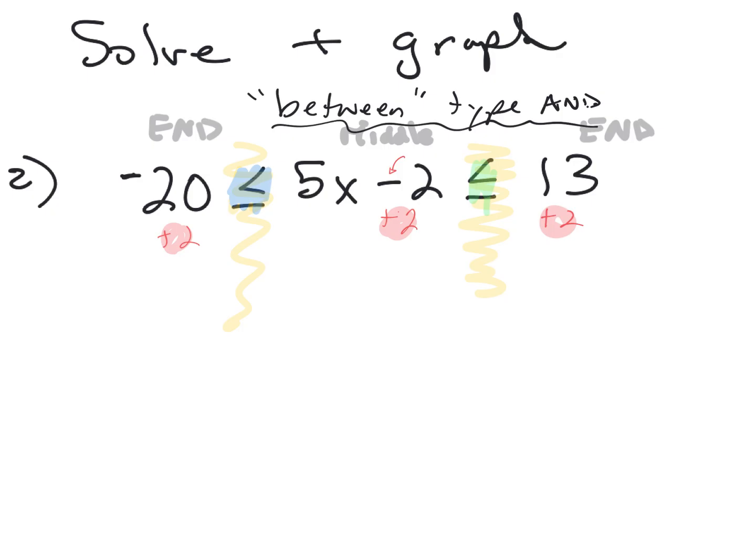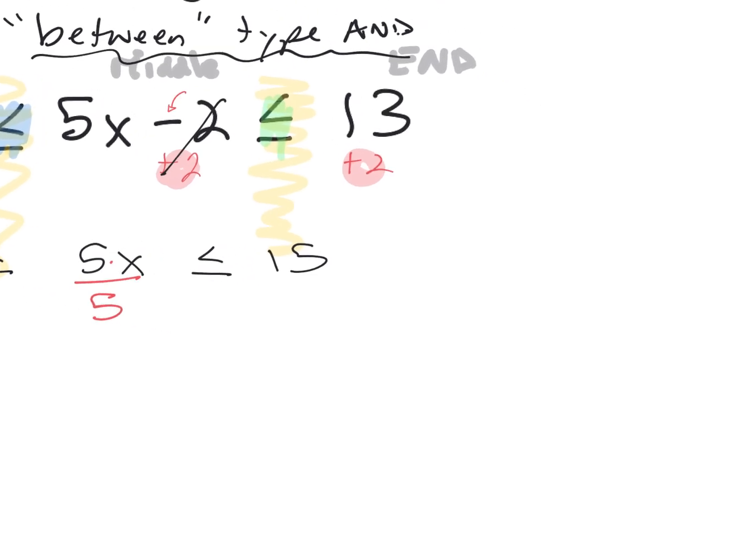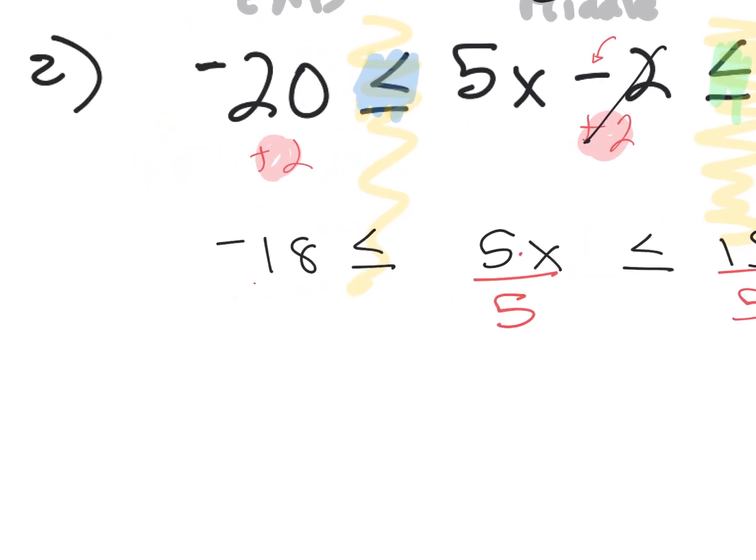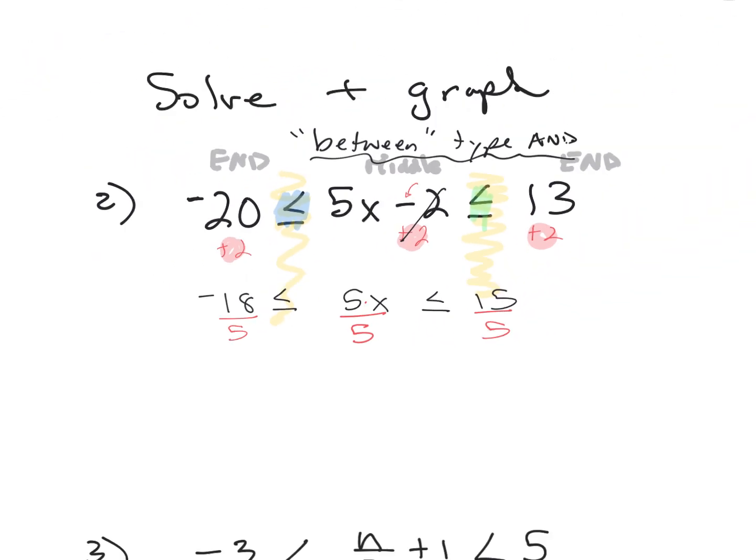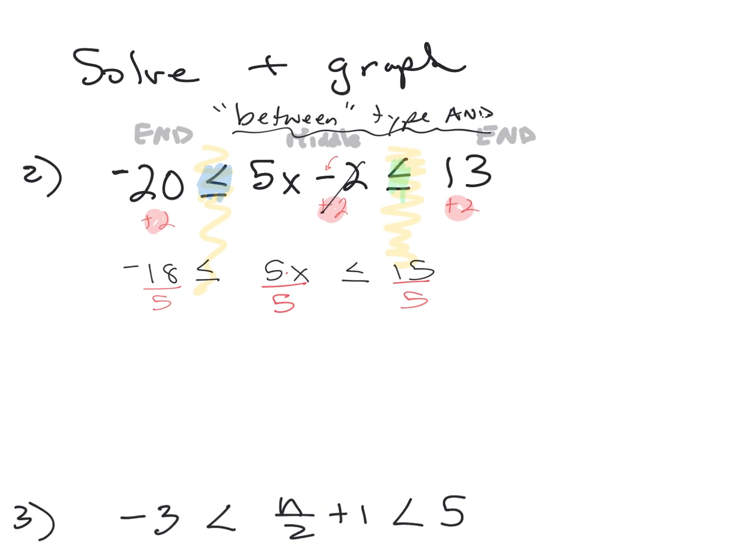So what does that give you? Doesn't that give us -18 on this end? Doesn't that zero out and leave a 5x in the middle? And 13 plus 2 is 15 on the other end. Then wouldn't we undo multiplying by 5 by dividing by 5 in the middle? Therefore, don't we also have to divide this side by 5, and don't we have to divide this side by 5? So whatever you do to the middle, you must do to both ends. So that gives us an x in the middle. 15 divided by 5 is 3 on the end. And -18 divided by 5 is -18 fifths. That doesn't go in evenly.